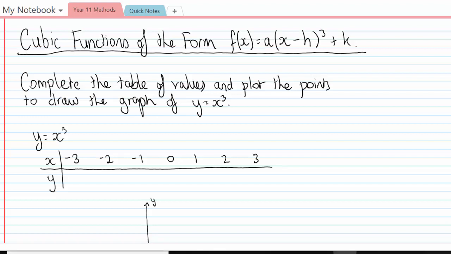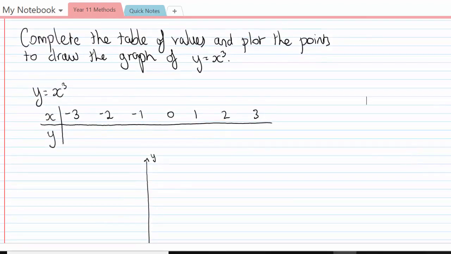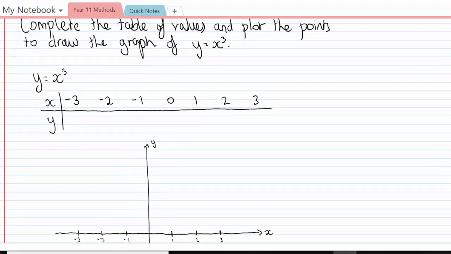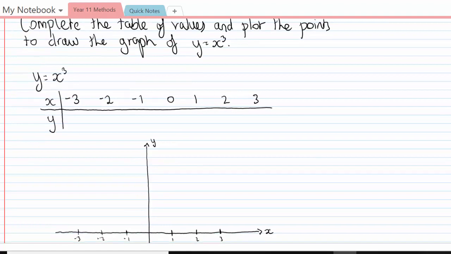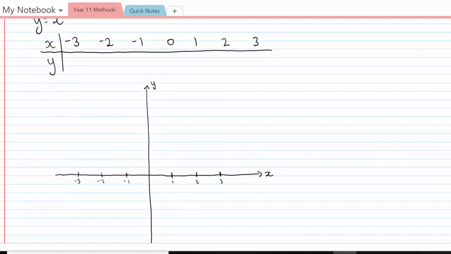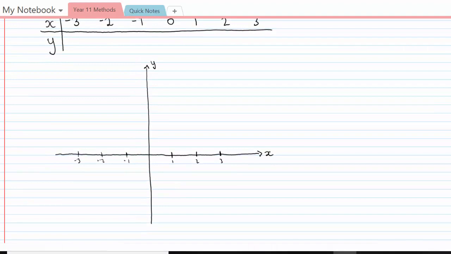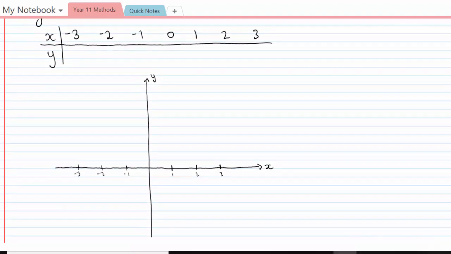What I'm going to do now, the start of this video, is just get the basic shape of the cubic graph. So what I would like you to do is complete the table of values that you can see on the screen at the moment and then plot the points out so that you can get the graph. Okay, so pause the video and then I'll start up in a few more seconds with the solution. Alright, so pause the video now.